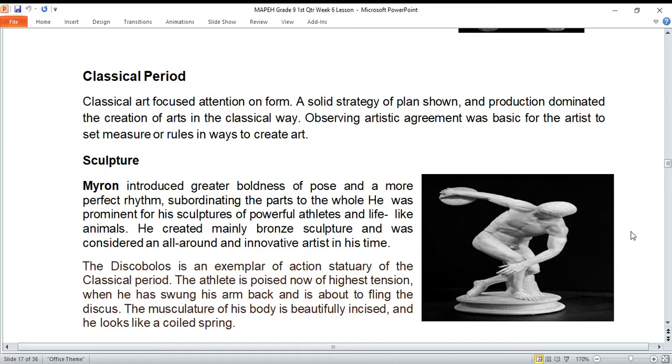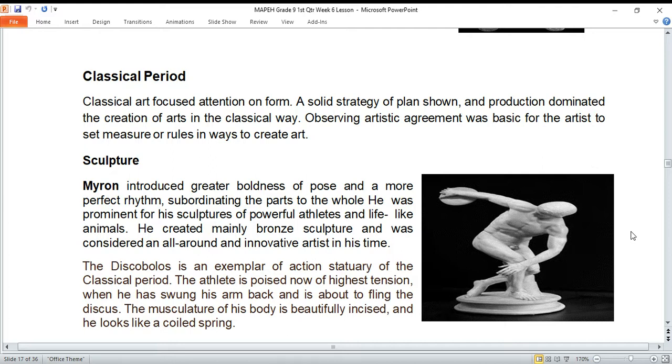Sculpture. Myron introduced greater boldness of pose and more perfect rhythm, subordinating the parts to the whole. He was prominent for his sculpture of powerful athletes and lifelike animals. He created mainly bronze sculpture and was considered an all-around and innovative artist in his time. The Discobolos is an exemplar of action statuary of the classical period.